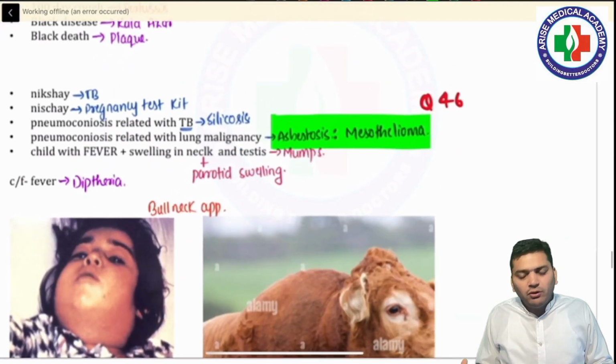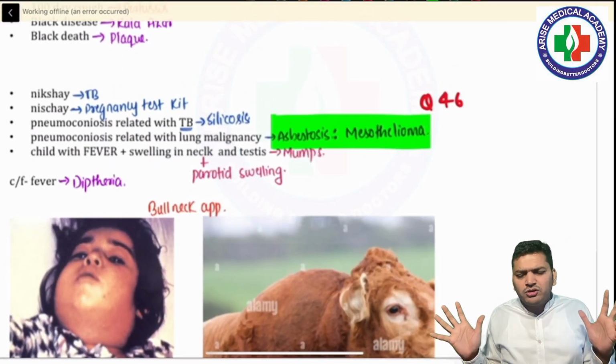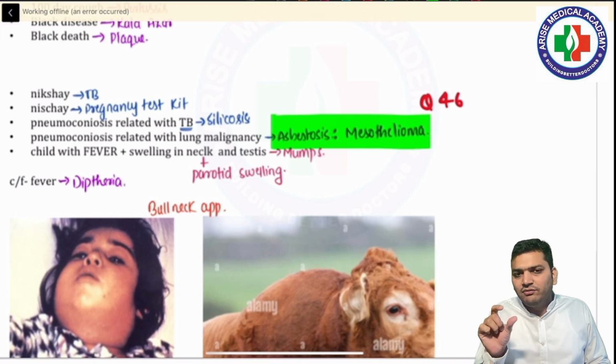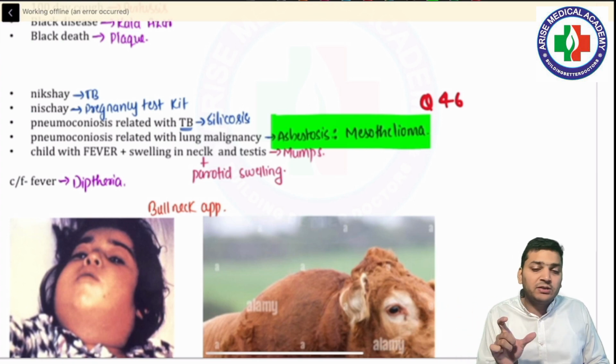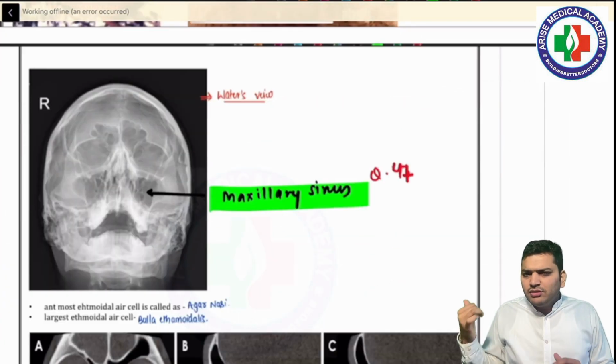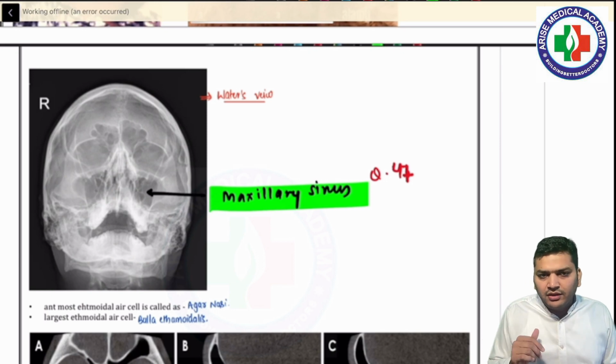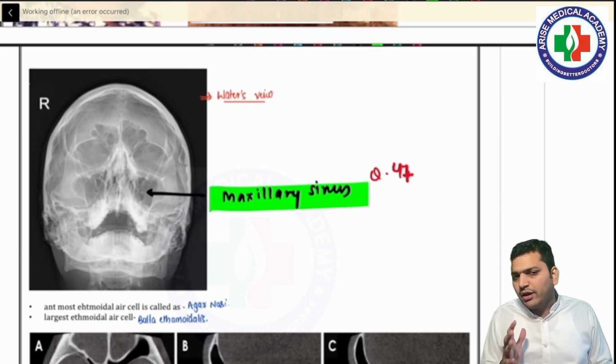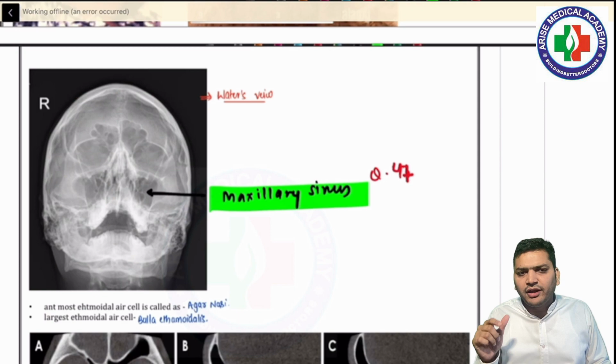Then question number 46 was clear cut. A long question was given, but the hidden answer was that asbestos exposure was there, and it leads to mesothelioma. Then not an X-ray but either a CT or MRI was given, with an arrow put, and they asked what this sinus is. This is the maxillary sinus.